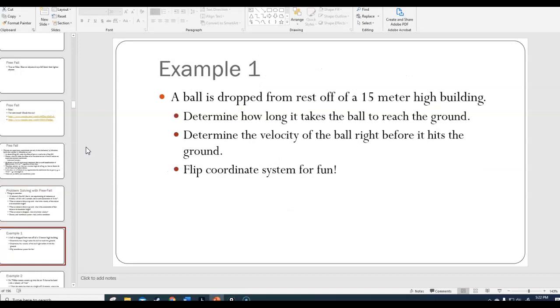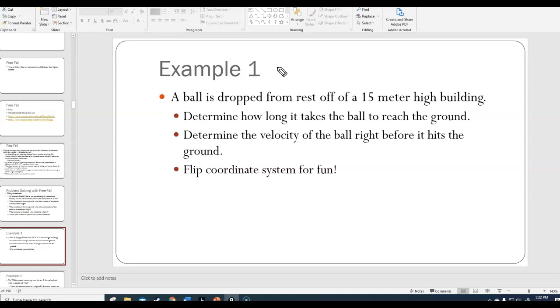So example 1. Example 1 says a ball is dropped from rest off a 15-meter high building, and there's a few questions. The first question says determine how long it takes the ball to reach the ground, and the second question says determine the velocity of the ball right before it hits the ground.